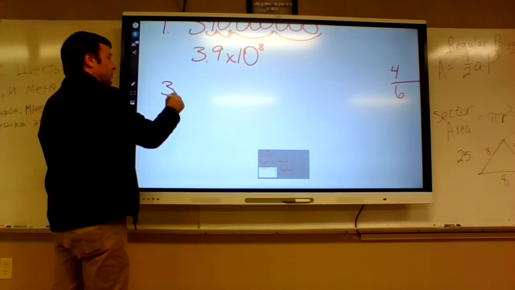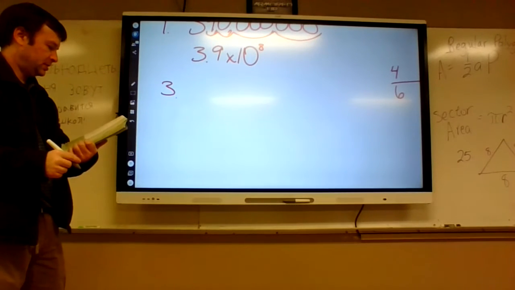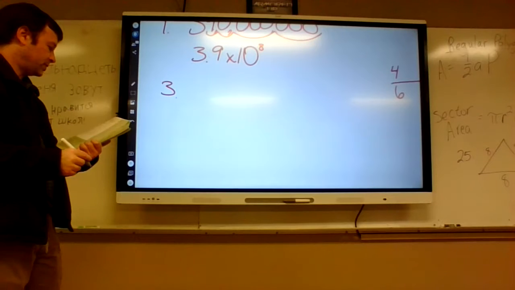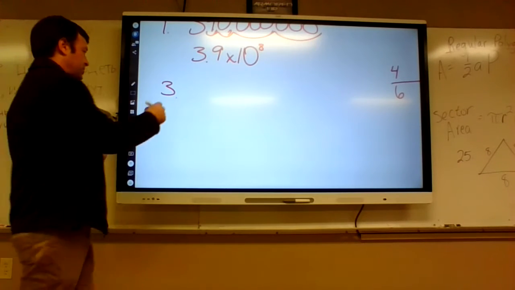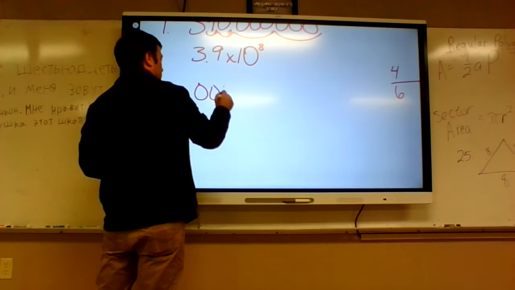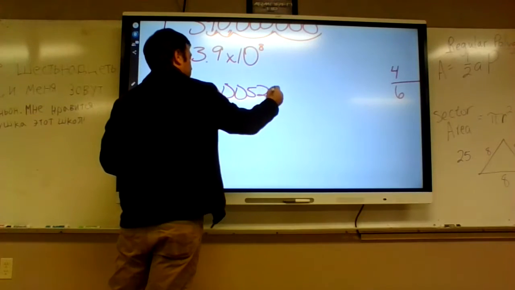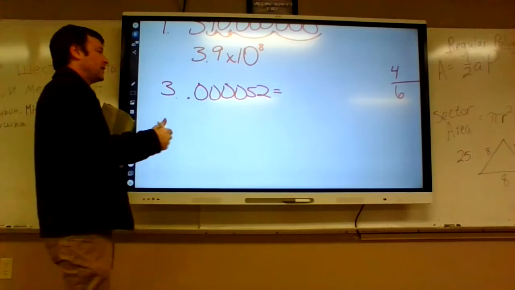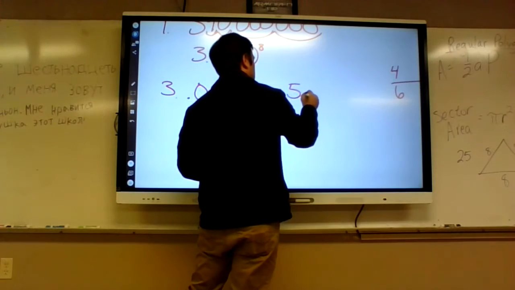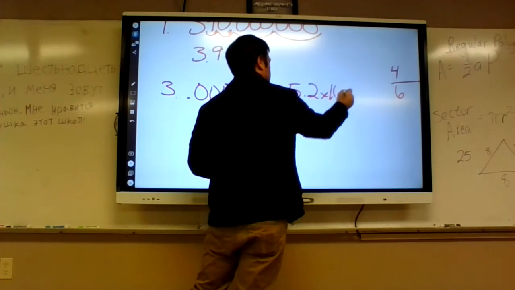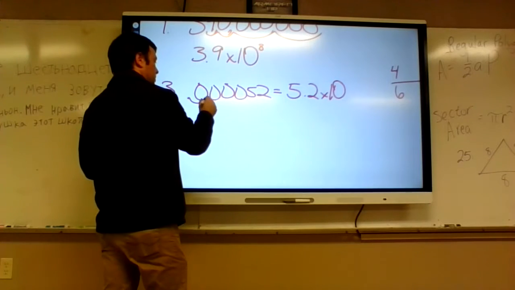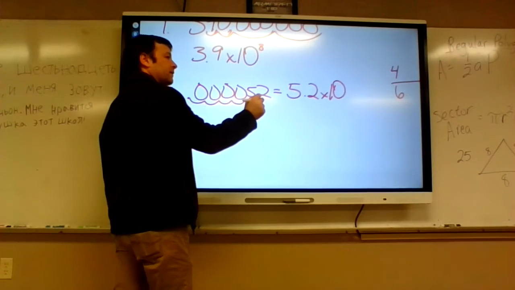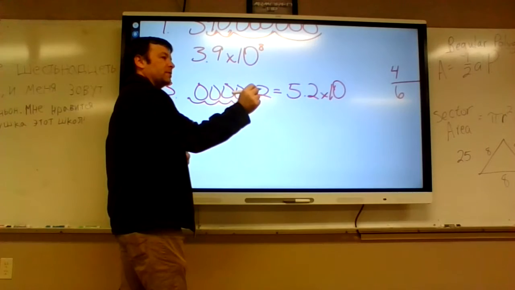Okay, number 3. This one's a tiny decimal, 0.000, 4 zeros, 5 and 2. So what's that going to be? 5.2 times 10 to the 1, 2, 3, 4, 5. Not quite 5. Negative 5.